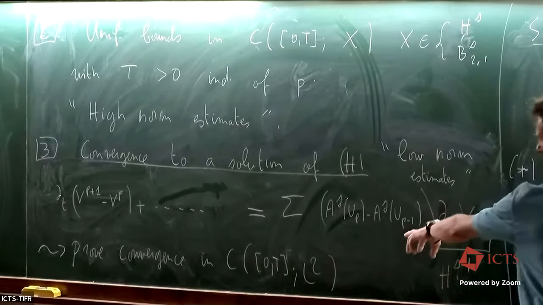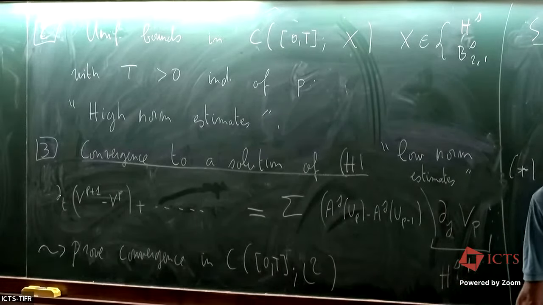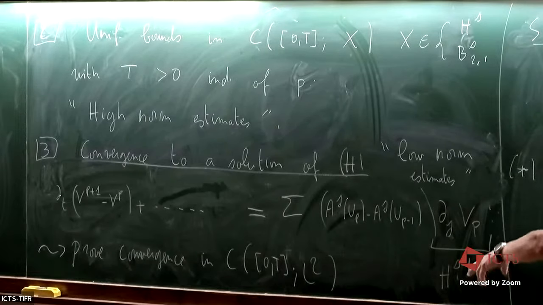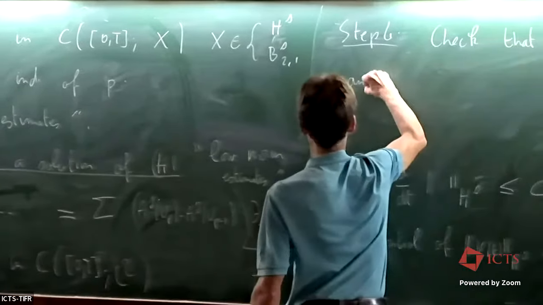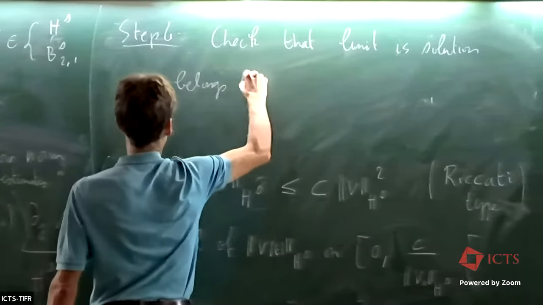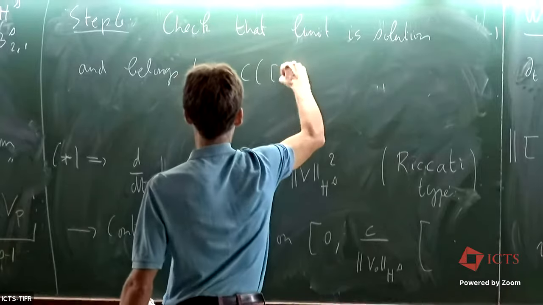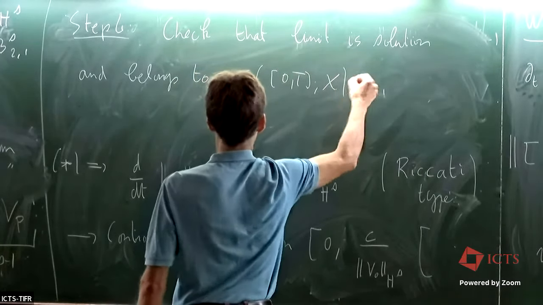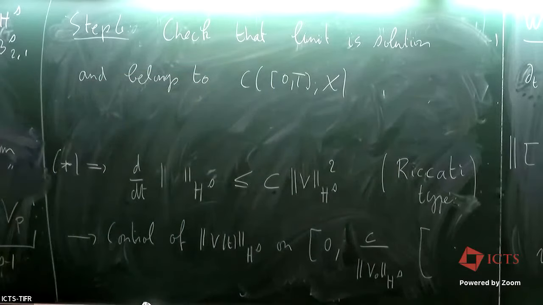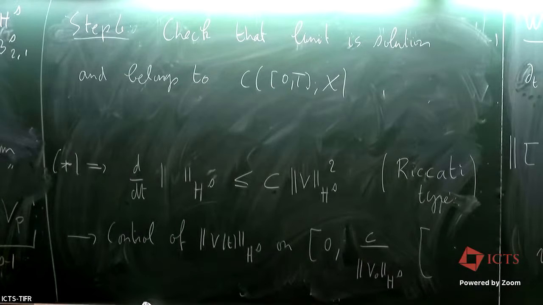So after step 3, you have a limit. And in step 4, you have to check that the limit is a solution. Since you have a high regularity, it's not too difficult. And sometimes it is more difficult, because mostly you are going to use functional analysis type arguments. It will be easy to have L infinity. To get continuity, it's a bit more difficult.